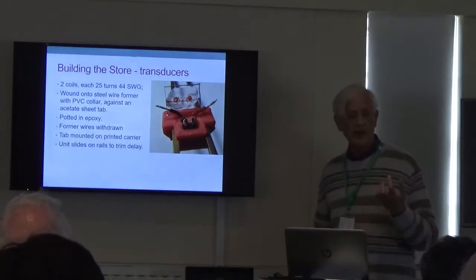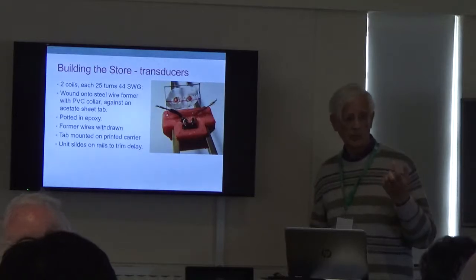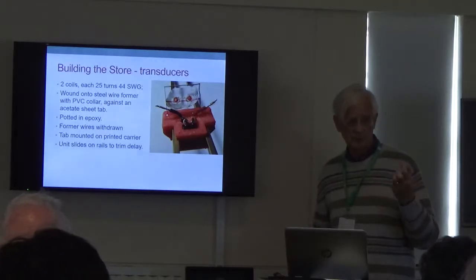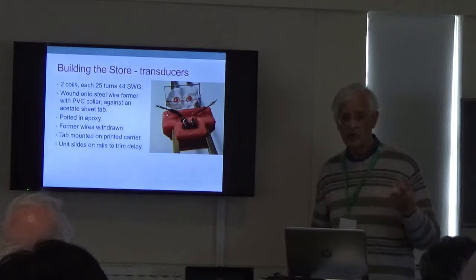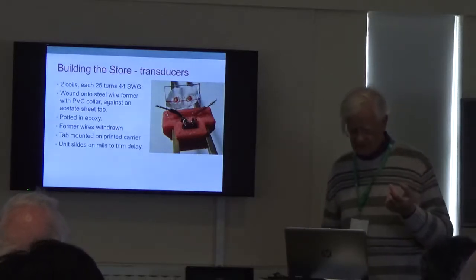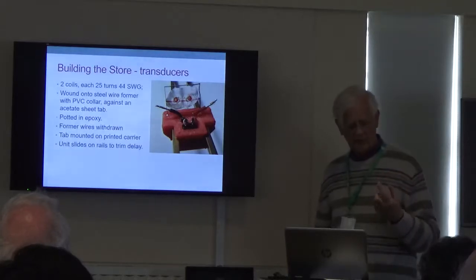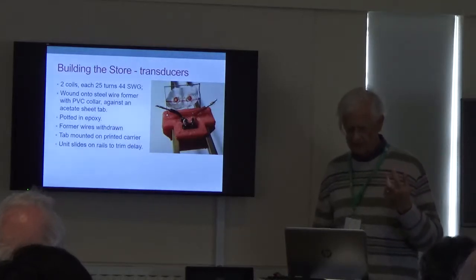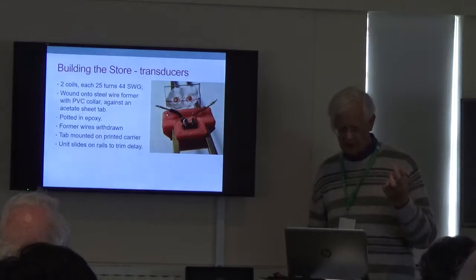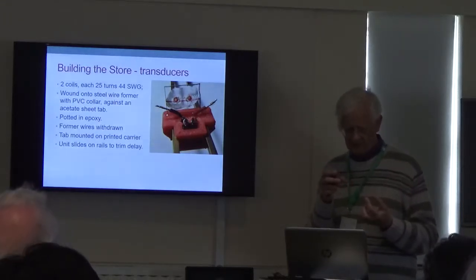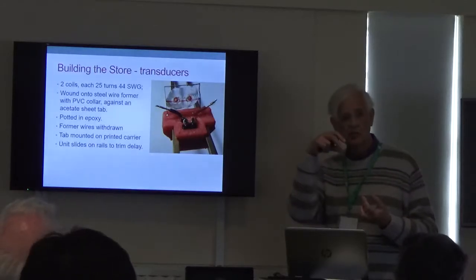Each transducer has a pair of coils, so you generate a push-pull sound field in the two tapes. So to get these coils, you start off with a pair of steel wires, which are held in a jig, and a piece of acetate sheet.